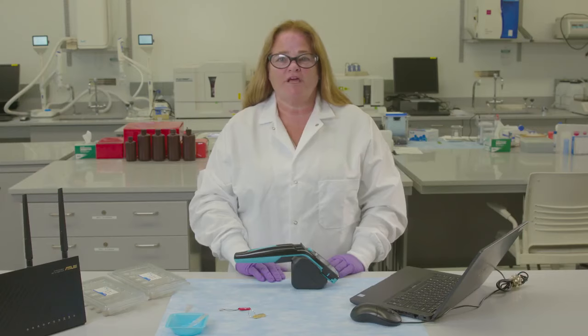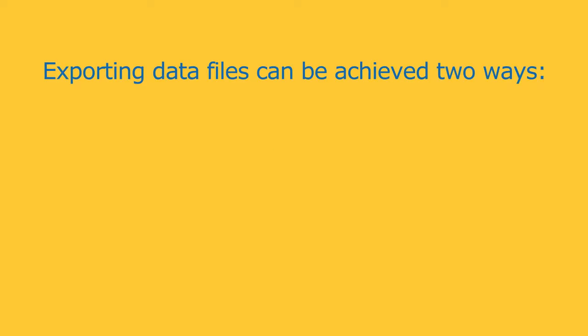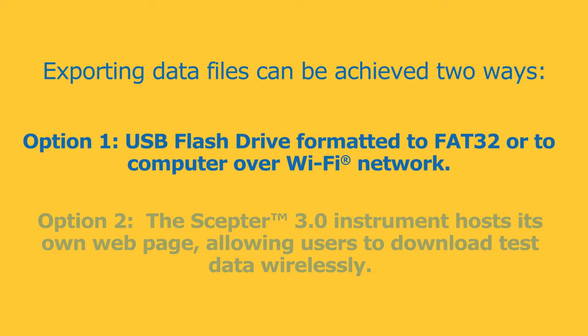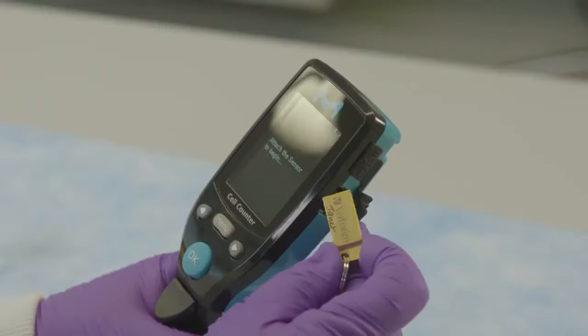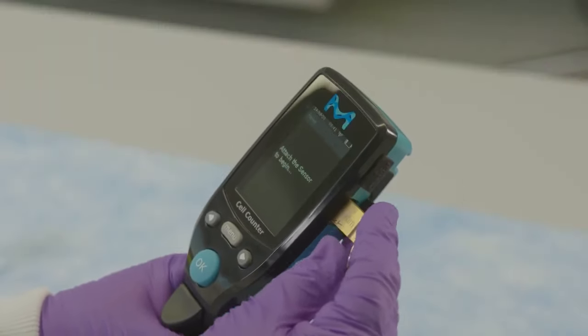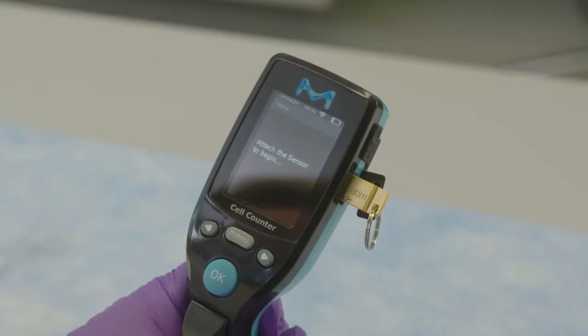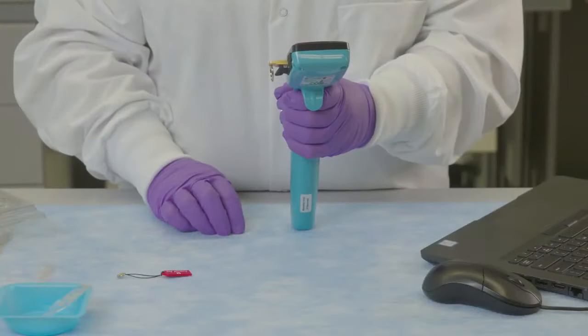Today I'll be showing you how to export test data from the Scepter 3.0 instrument. There are two ways to export test data. The first is to use a USB flash drive that is formatted to FAT32, or to a computer over a Wi-Fi network. Insert the USB flash drive into the Scepter 3.0 USB port.